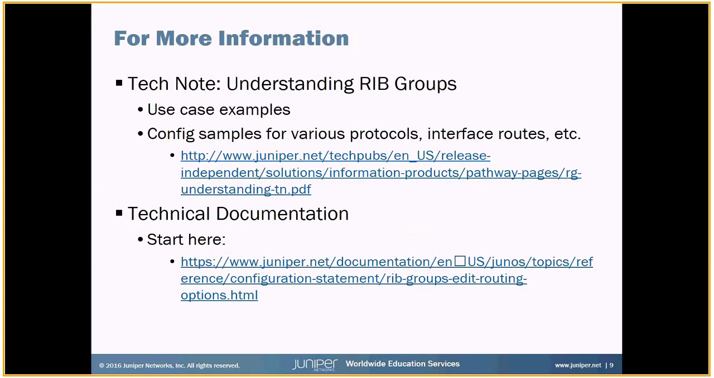For more information on rib groups, a couple of places you can look. First is a very good tech note called Understanding Rib Groups. It covers further use case examples of rib groups in general, and also some use case examples for route sharing as well. Configuration samples are included. It shows some of those variations I was describing about the different protocols and how the CLI applies in each case. So some good coverage there. You can see the URL to the PDF. Of course, it's also covered in mainline technical documentation. The link there is a good place to start, and you can navigate from there to the links on that page.